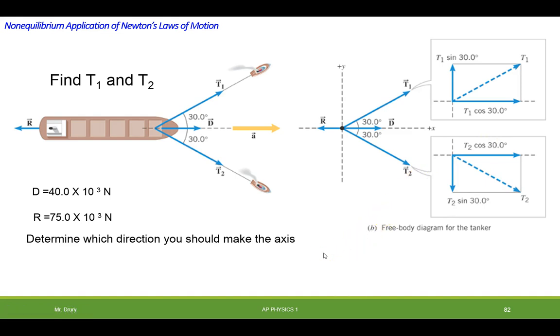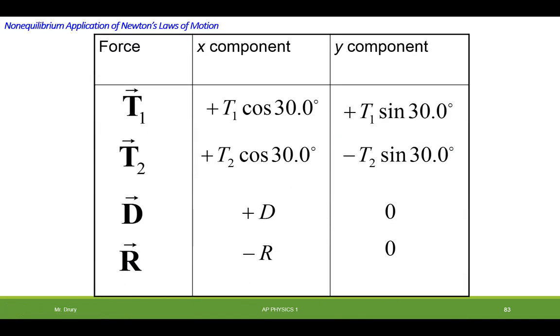Alright, so now we have everything: the free body diagram, and we broke things into components. Now we can sum in each direction. It's also important to note that the acceleration in the y is zero, so the sum of the forces in the y will end up being zero. Okay, so here's a summary of what we have. We have T1, which is broken into components, T2, which is broken into components. We have the drive in the x direction, the resistive force in the x direction. So let's see what we can do with this.